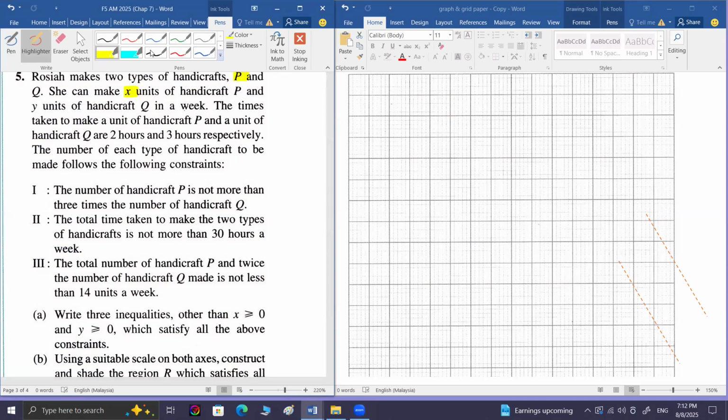X is for P, Y is for Q, yeah? Okay, I keep trying first. Yeah, so you finish the Roman 1 until 3. I'll show you the answer first before you draw. If not, later you get the wrong answer. If you get the wrong answer, then you draw the graph also, you get the wrong one, okay?